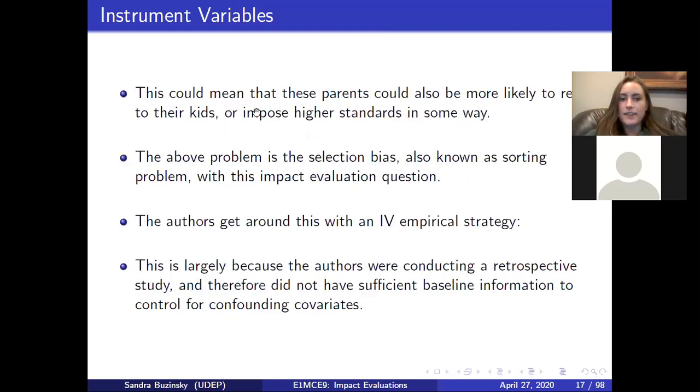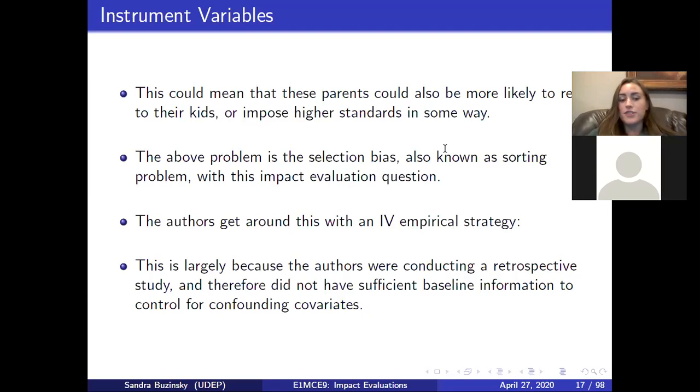Like I said, this could mean that these parents could also be more ready or likely to read to their kids or impose higher standards in some way. They could be more strict, stuff like that. Even if they make them try harder in school, that could also make them appear more ready just because they're putting more effort in. Okay, so that's selection bias, and that will damage our causality.